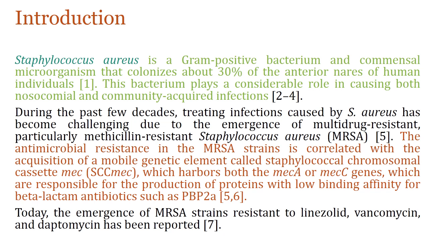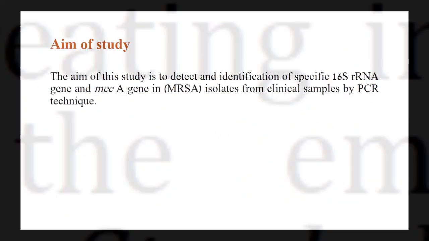The antimicrobial resistance in MRSA strains is correlated with the acquisition of a mobile genetic element called staphylococcal chromosomal cassette mec, which harbors either the mecA or mecC genes, which are responsible for the production of proteins with low binding affinity for the beta-lactam antibiotics, such as penicillin-binding protein.